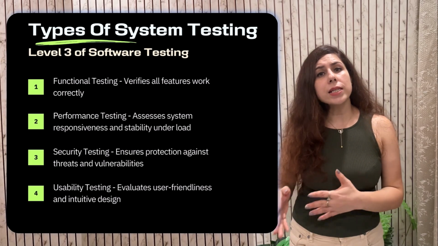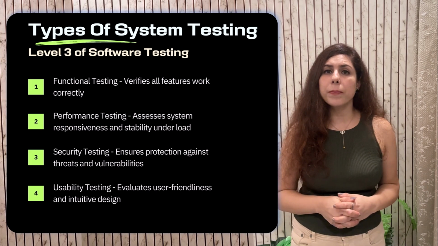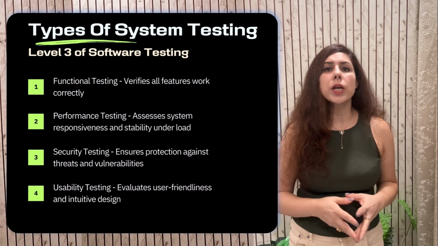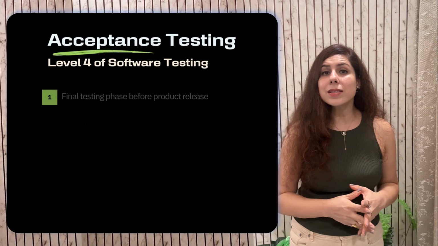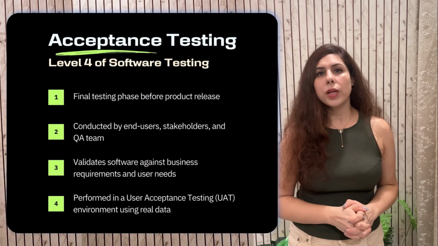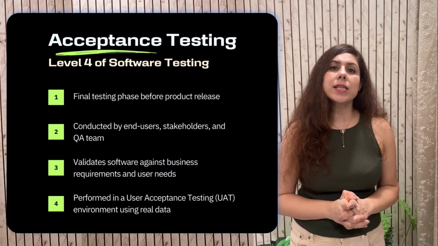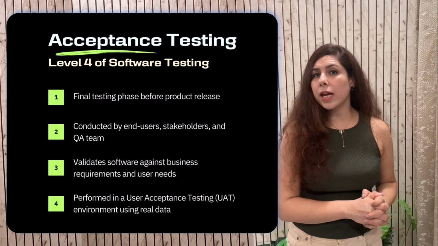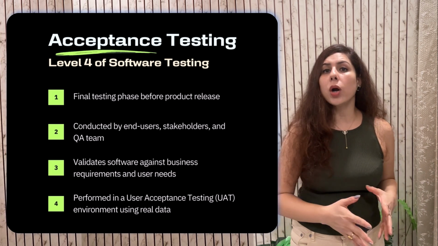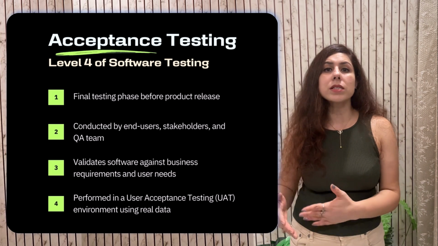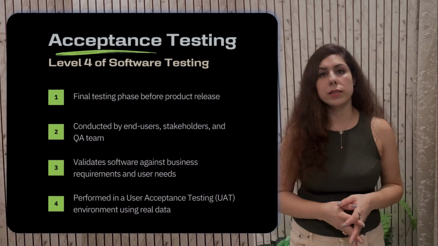Once the testing team completes system testing and gives their approval, the product moves to the last level of software testing, that is acceptance testing. This stage involves testing by actual users, stakeholders, or a dedicated quality assurance team to ensure that the product meets the business requirements and is ready for release.